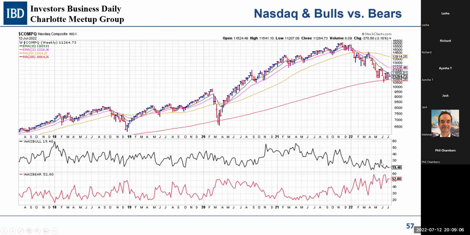Okay, and then as far as sentiment, we've talked about bulls and bears, and the bear number is elevated. Of course, that's a positive sign, right? A contrary positive sign when there's a lot of bears.